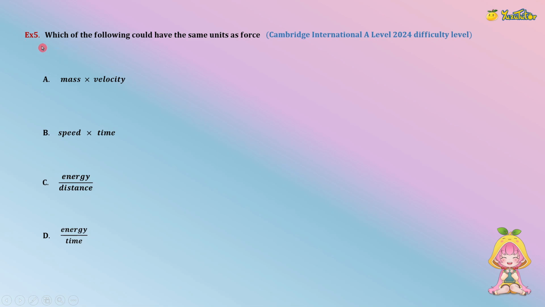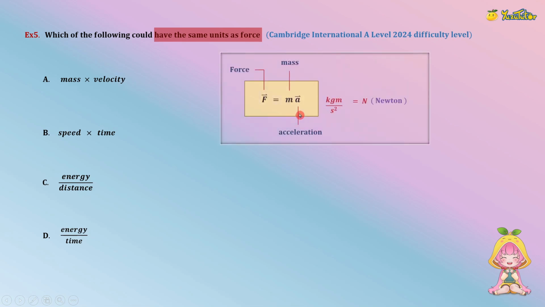Example number 5. Which of the following could have the same units as force? The SI unit of force is Newton or kilogram meter per second square. Look at choice A first. The SI unit of mass is kilogram, times the SI unit of velocity, which is meter per second. So the SI unit of this quantity is kilogram meter per second, which is not the same as the SI unit of force. So this choice is incorrect.